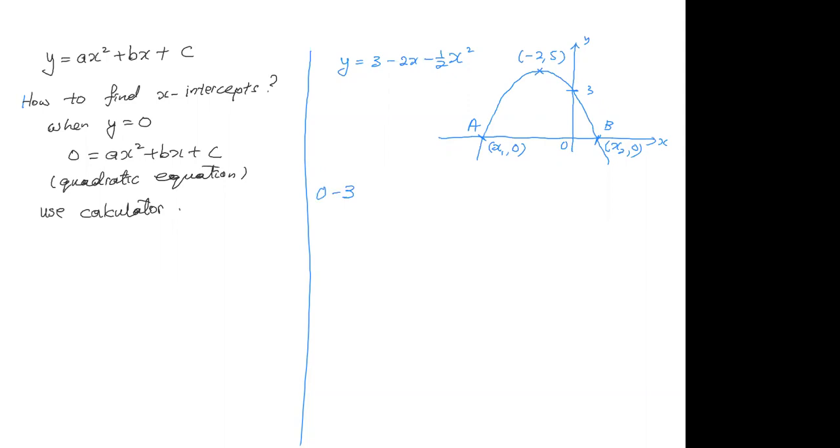Okay. Give me a minute. Okay. Can you tell me what is x1 and x2? 1.16. The other one? Negative 5.16. 1.16, and the other one is negative 5.16. So you see, this is the graph. So you see there is an axis of symmetry.